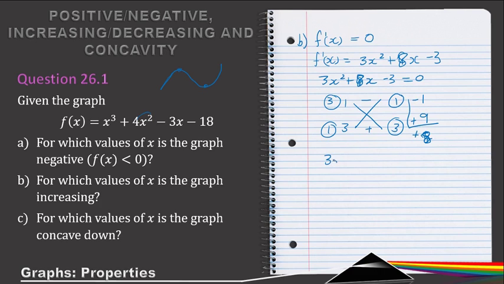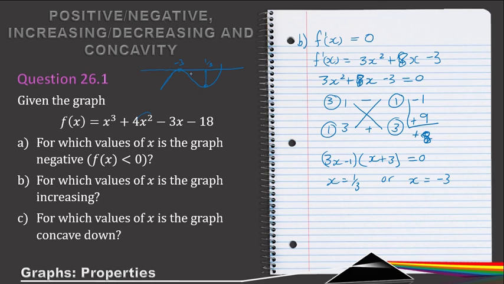So I've got 3x minus 1, and I've got x plus 3 equal to 0. So x is equal to 1 over 3 or x is equal to -3. Alright, so we look at our graph here, and this -3 we already knew was a turning point, and then this 1/3 here is the other turning point.